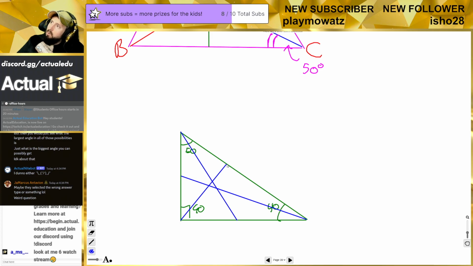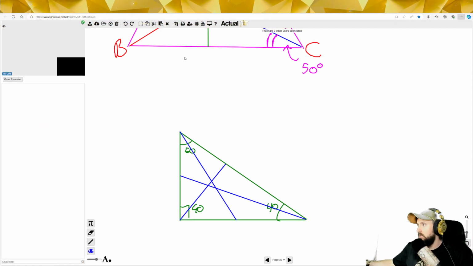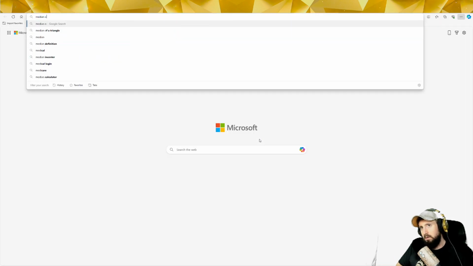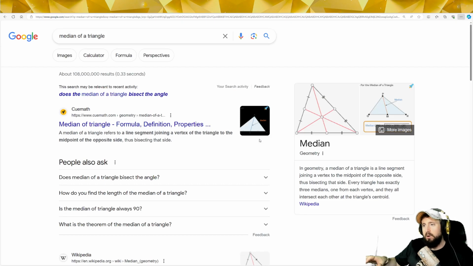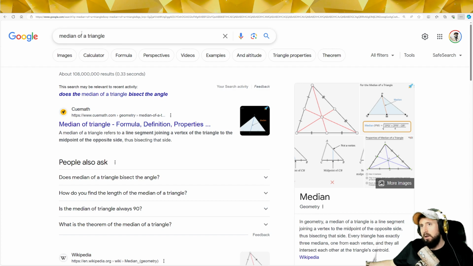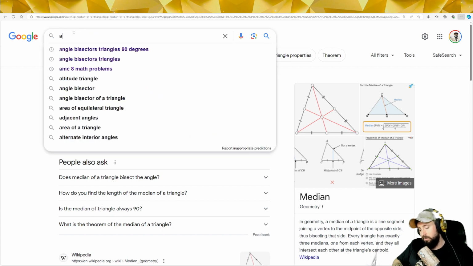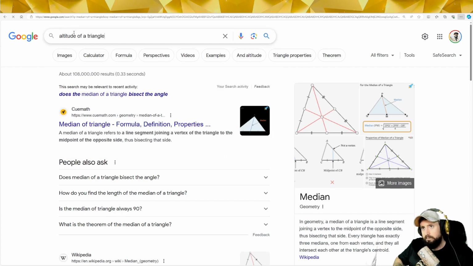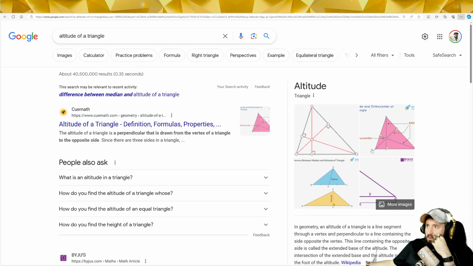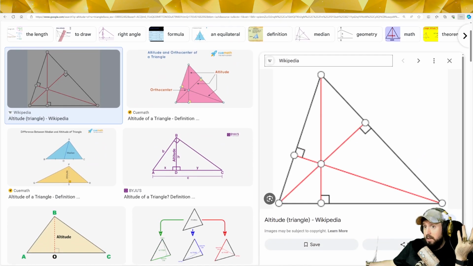Oh, I see. In order for the angle bisector to be a median, is that what you're saying? Or an altitude? Sorry, is it median or altitude? It is a weird question. I agree with that. No, it's not a median. We want an altitude. Yeah, this is what they're asking. I think this is what they're asking.